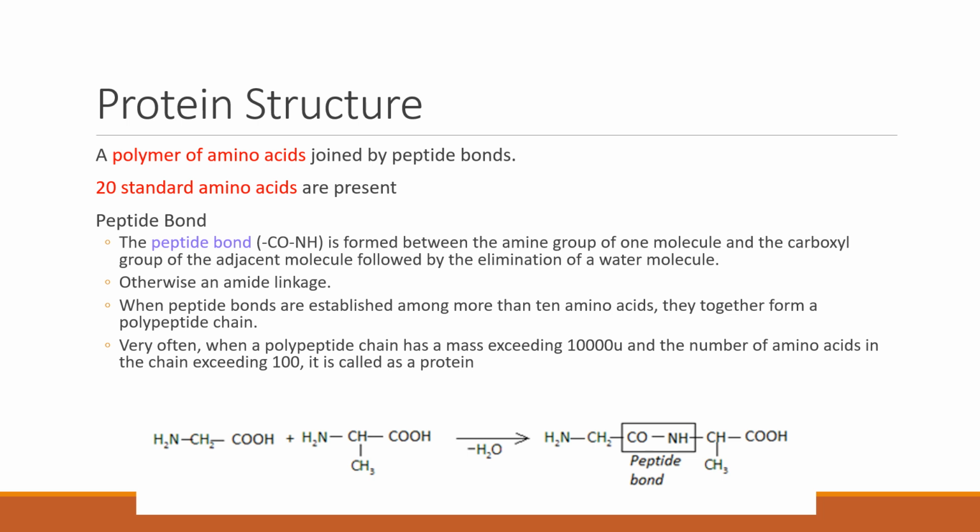And this peptide bond is so important that the entire protein structure depends on the different peptide bonds that are formed between different amino acids in the polymer of the protein. It has been observed that if a polypeptide chain has a mass exceeding 10,000 units and the number of amino acids in the chain exceeds 100, it is usually referred to as a protein. Whereas the remaining molecules which contain 10 amino acids or more, which is very close to the number 10, together form a polypeptide chain.